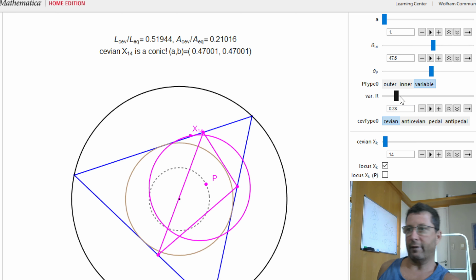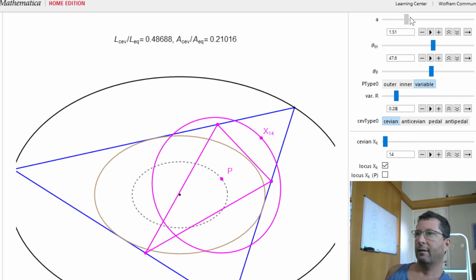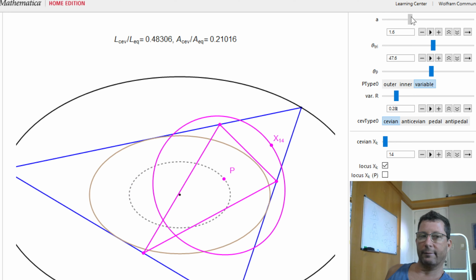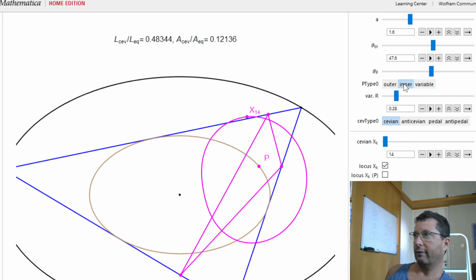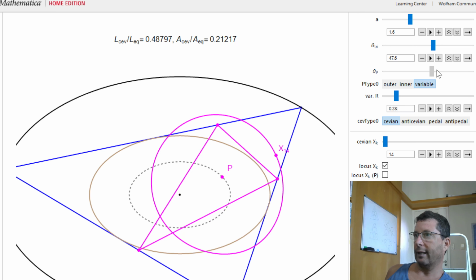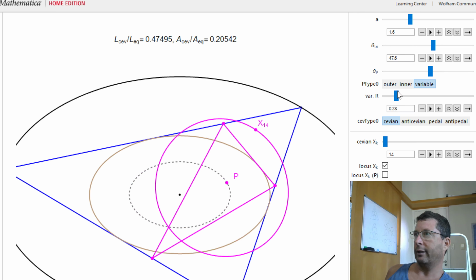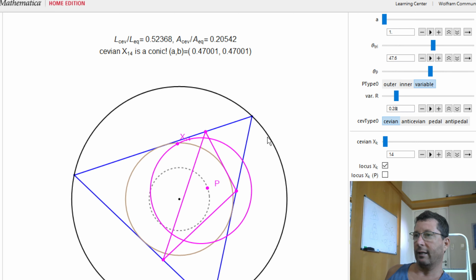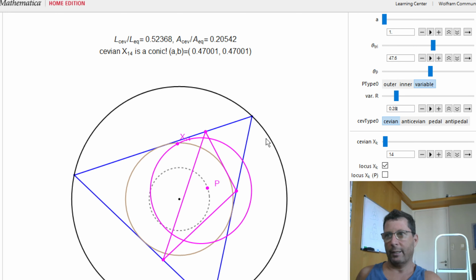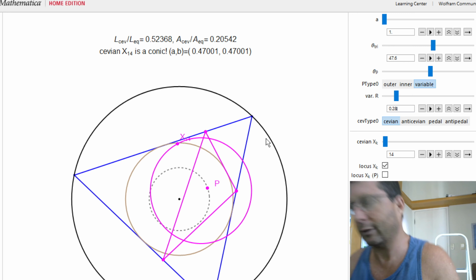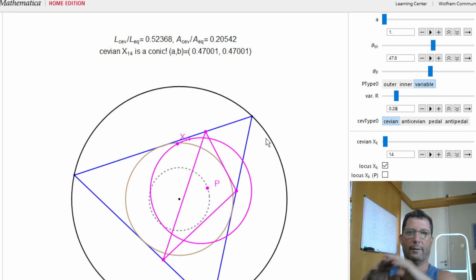Can this phenomenon survive affine transformations? Let's see. As I apply an affine transformation, it looks like X14 is no longer a conic. Not even when P is on the incircle, right? Yes, not even when it's on the incircle. So it looks like X14 only has a nice harmony precisely if I don't have any affine transformation applied to the system. So the claim here is that X14 is a circle for all P on the incircle or in its interior, or not exterior to the incircle.